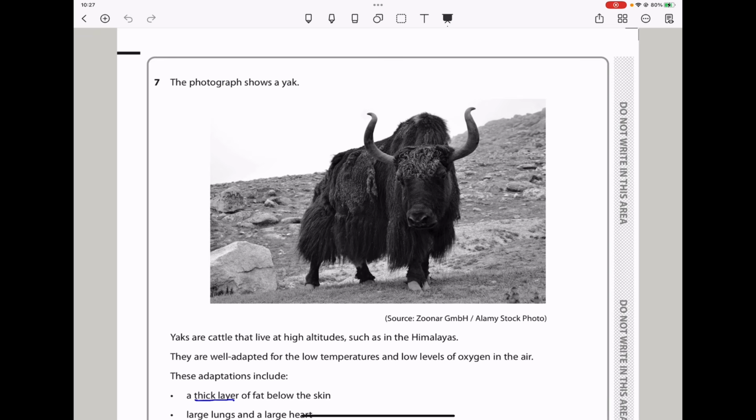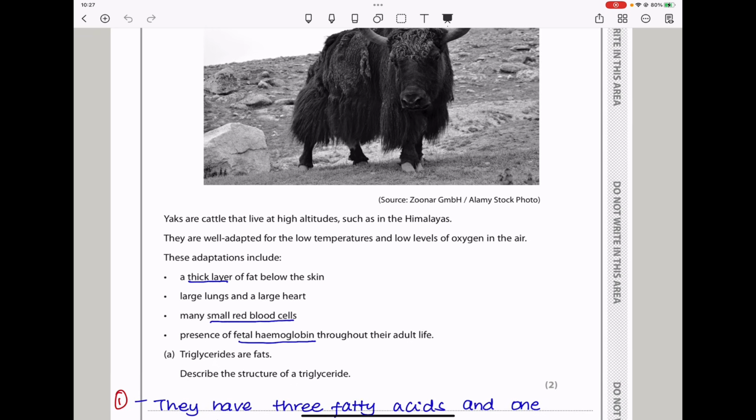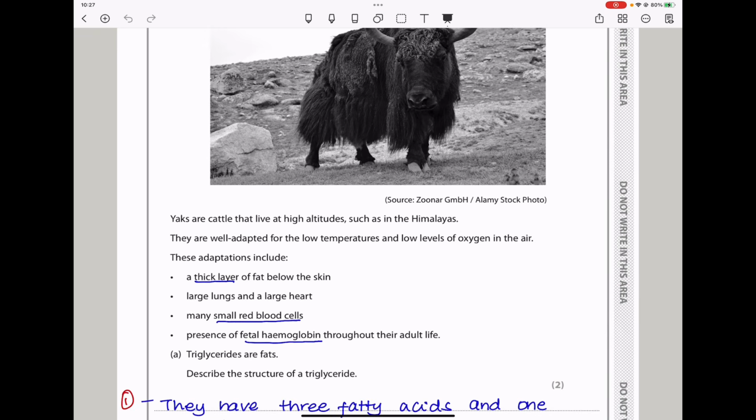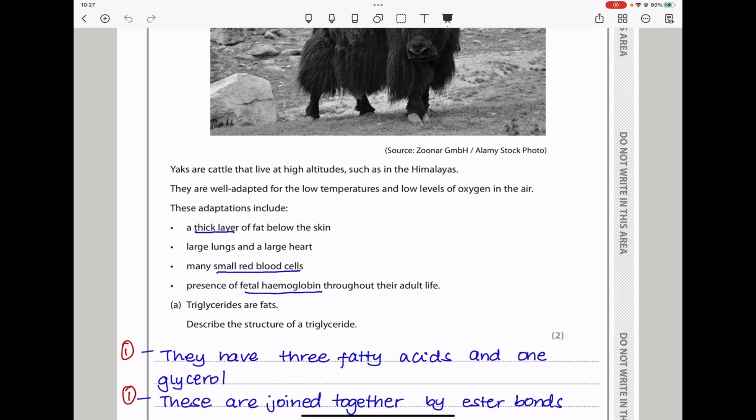Question 7. The photograph shows a yak. So this is the yak here. Yaks are cattle that live at high altitudes such as in the Himalayas. They are well adapted for the low temperatures and low levels of oxygen in the air. These adaptations include a thick layer of fat below the skin, large lungs and a large heart, many small red blood cells, and presence of fetal hemoglobin throughout their adult life.